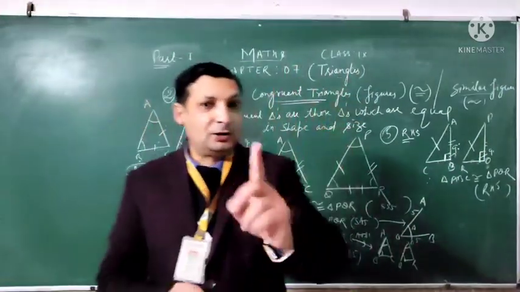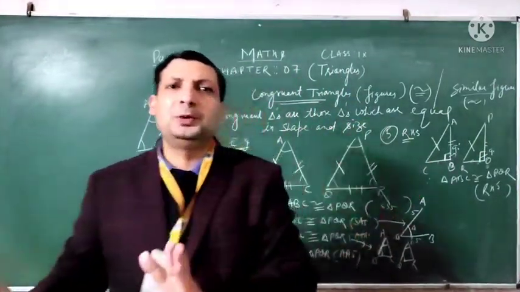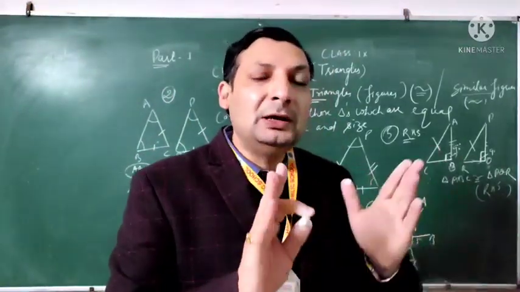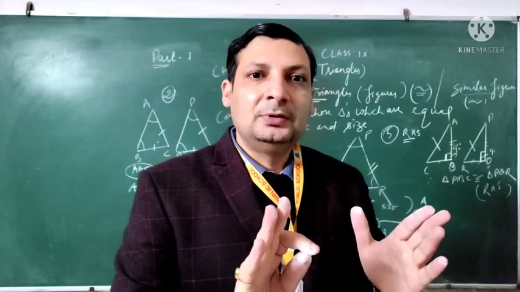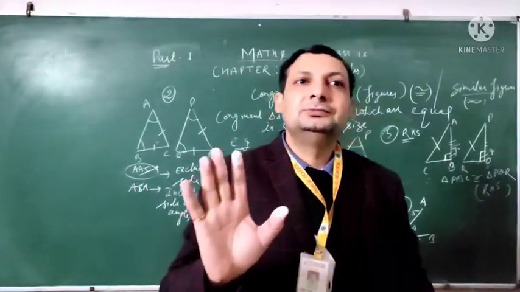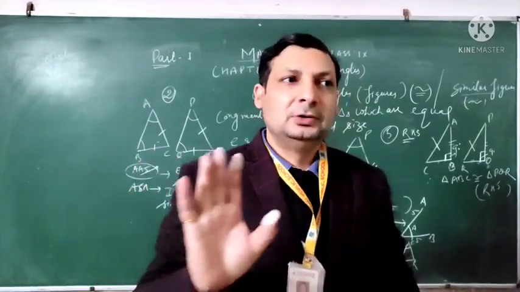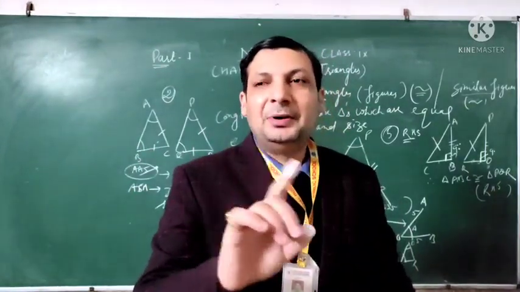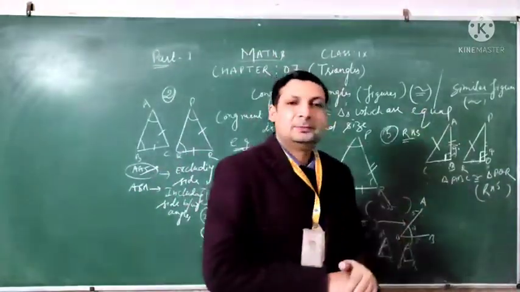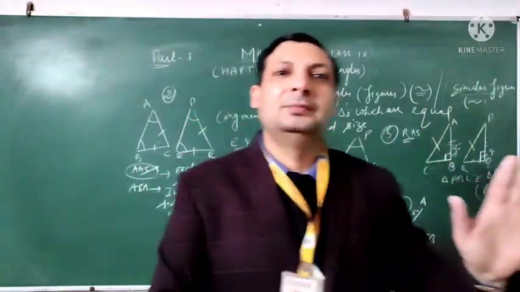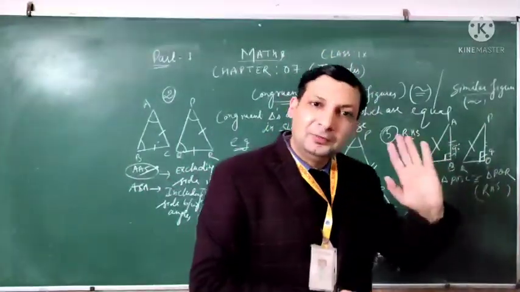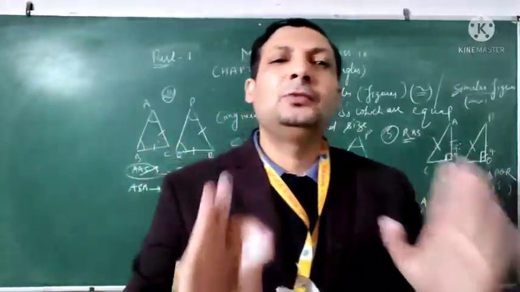Congruent means which are accurate, equal, same look copies, but similar, which look similar, means equal in shape, but size can be different. Means different, all boys, all girls, but they have a different height, different size. That's why they will come in similar figures. Similar figure will look like same, but size can be different. That figure are called similar figure, and congruent figure means accurate. I need to same copies.